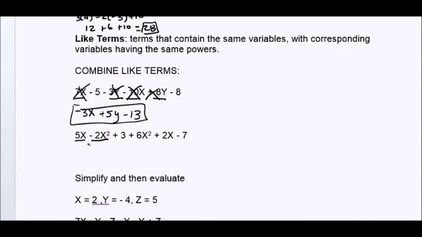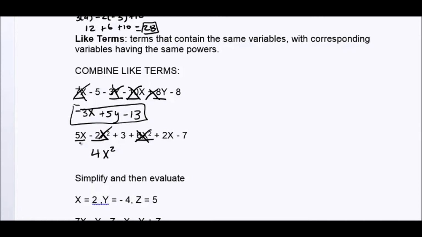Like terms have to have the same exponents. So x squared may be similar to x, but it's not the same. Okay, so if you look at x squared right here, we do have another term that we could combine it with. So we have negative 2x squared plus 6x squared. Combine that and you have 4x squared. Okay, cross these babies out.